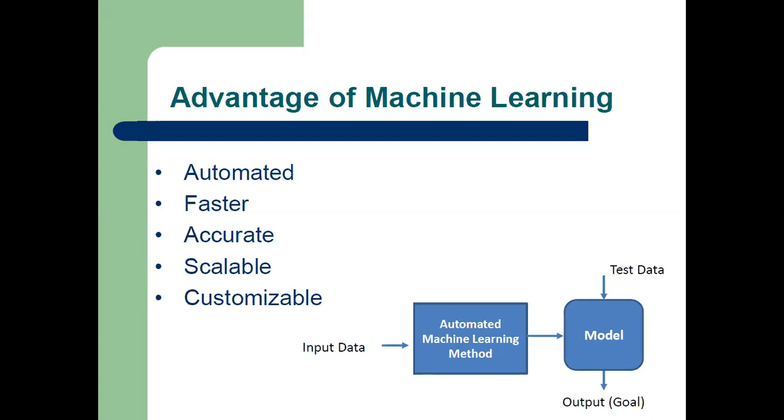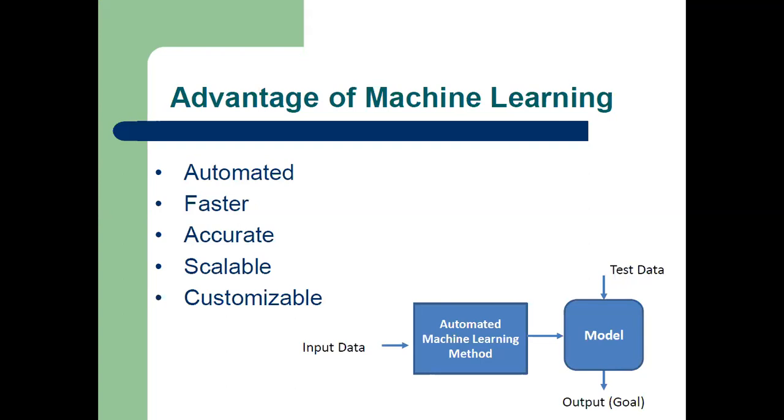The next advantage of machine learning is that the methods are faster, because the time required by a machine learning method to process the input data and to build the model is less than the time required by the programmer to write the program manually to achieve the goal in a complex problem. Additionally, for given test data, a machine learning method produces the result faster. And that's the reason machine learning models are always preferable for solving complex problems over the manual approach.